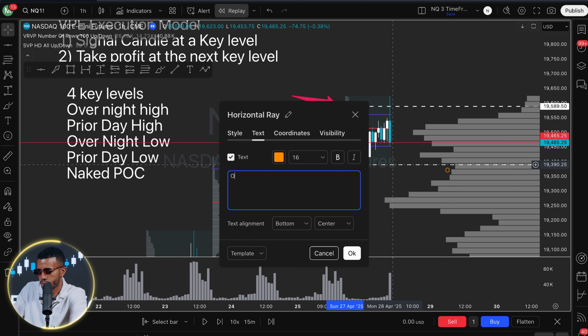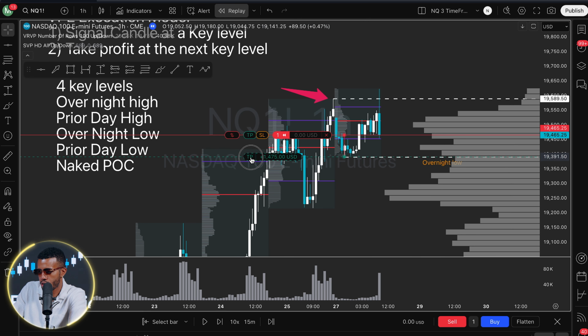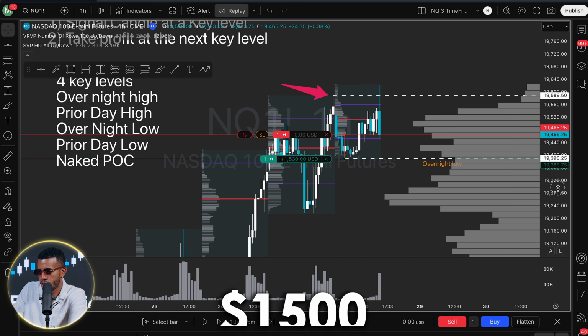This is overnight low. So then we have overnight low, so we'll put our TP at overnight low. You can see that that's about 1,500 bucks.